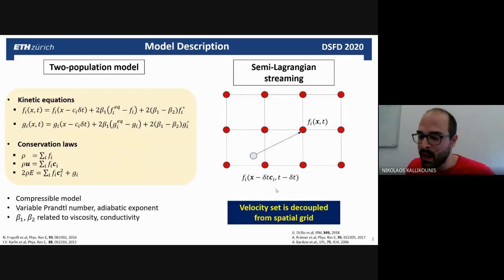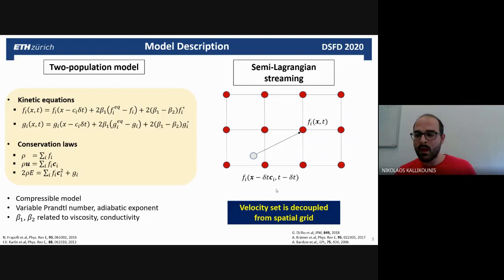The underlying model is the two-population model, which is fully compressible and with variable Prandtl number and adiabatic exponent. Parameters beta 1 and beta 2 are related to the viscosity and the conductivity. And the conserved fields, the density, velocity, and energy can be computed from the moments of F and G populations.